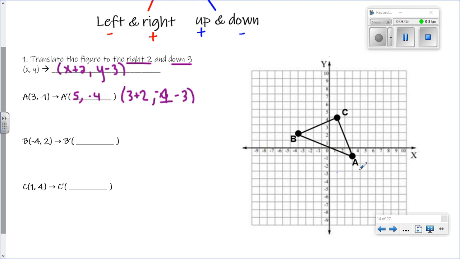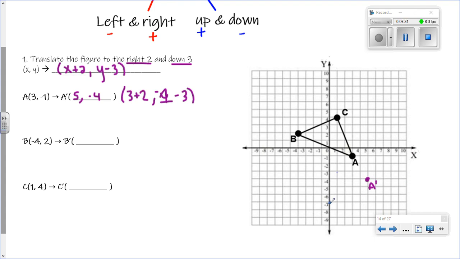Over here on your picture, here's A at 3, -1, and the rule says we wanted to move right 2 and down 3. So you can also just count, move to the right 2 and down 3. And this is where we can place our point. And so that's where we shifted A. So now we're going to call this point A prime.